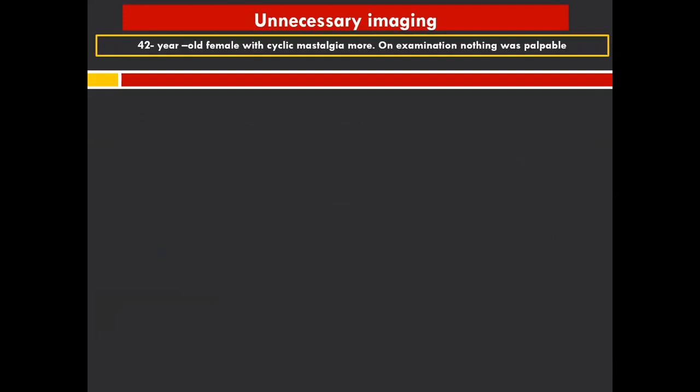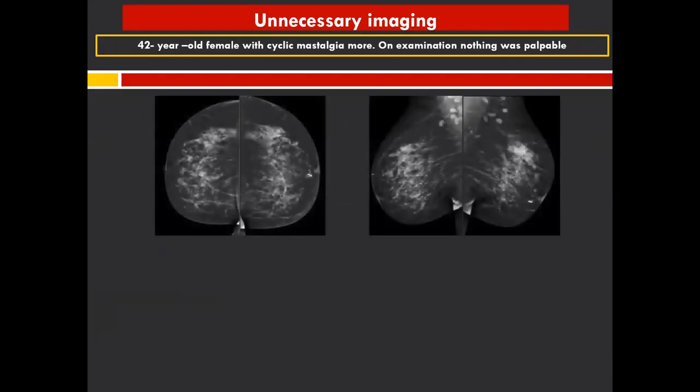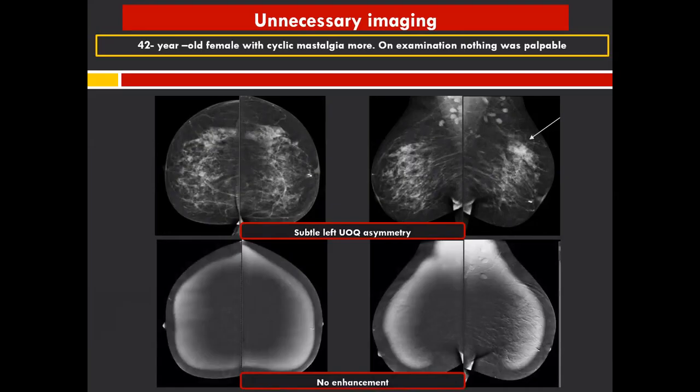She was a 42-year-old female with cyclic mastalgia. On examination, nothing was palpable. The mastalgia was more on the left side. There was a subtle left upper outer quadrant asymmetry. This was her contrast mammogram. It was requested by her clinician, and there was no underlying enhancement. And no enhancement on a contrast mammography usually means that there is an underlying benign pathology. And this was simply a case of focal adenosis, and she was followed up.